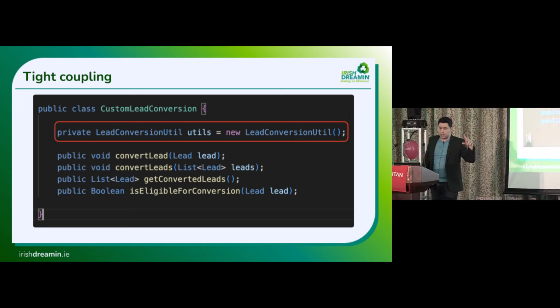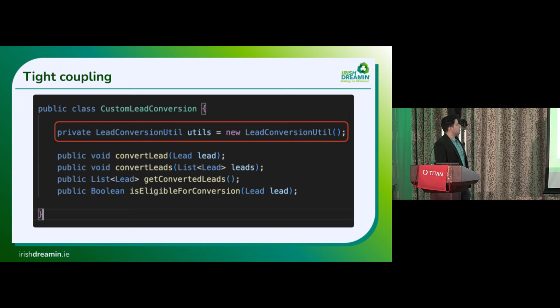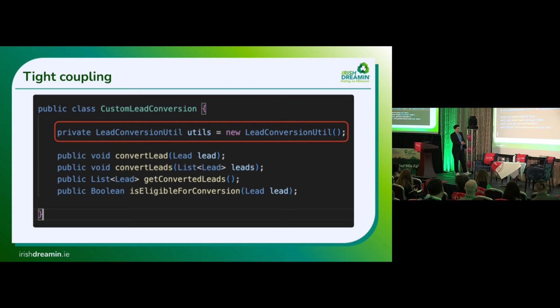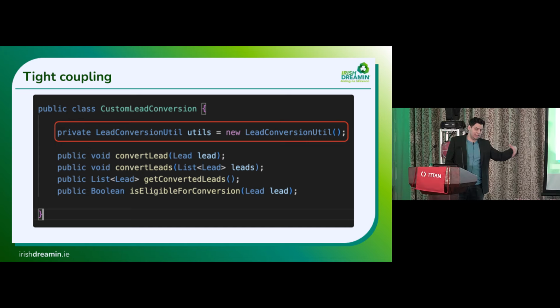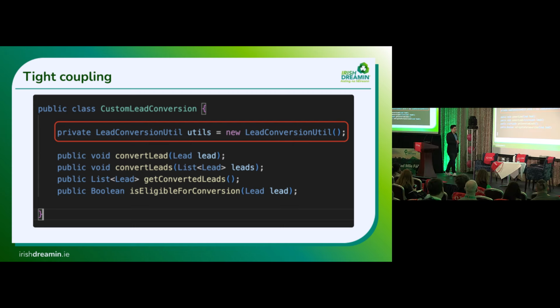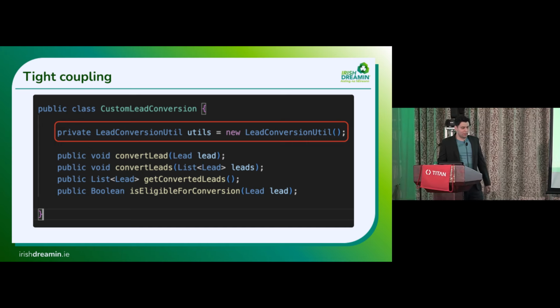So the typical example of tight coupling is when you have a class and you have the new operator instantiating another class. For example, here, custom lead conversion 100% depends on lead conversion util, to the point that you cannot deploy this without deploying the other one, right? They have to be deployed together, or at least lead conversion needs to exist in the Salesforce org before you can deploy custom lead conversion. So people love this example and say, oh, look, tightly coupled code, bad. So what do we do?